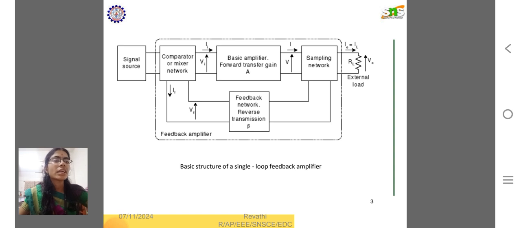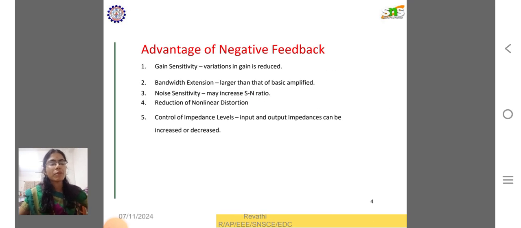This is the complete block diagram of a loop feedback amplifier, where the signal source is given to the comparator, which goes into the forward transfer to the basic amplifier. The sampling network is connected across the load, and the output from the sampling network is fed back through the reverse transmission to the comparator, or mixture network, again. So this is called the loop of a feedback amplifier.